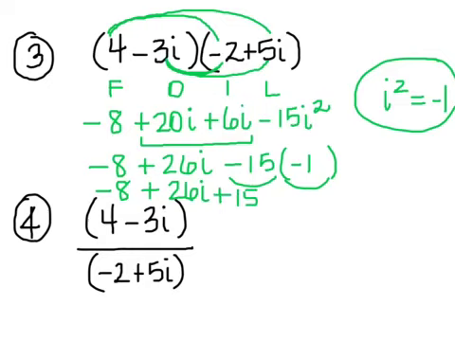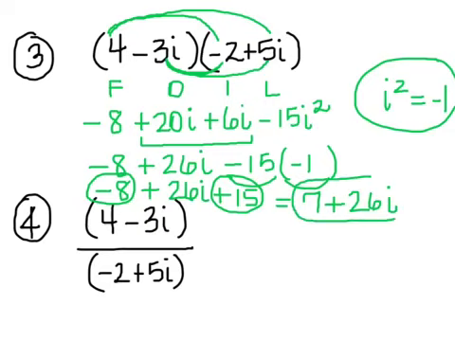And we have one more step now that we couldn't do before, but now that we have two real numbers in our problem, we can put those two real numbers together. And we get 7 plus 26i. That's as far as we can go because we can't put a real part and an imaginary part together.